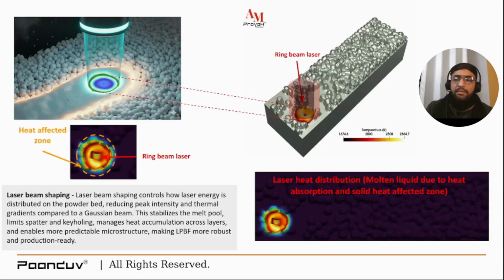So, laser beam shaping controls how energy is spatially distributed on the powder bed. Unlike a Gaussian beam, which concentrates the energy at the center, a ring beam redistributes this energy outwards, reducing peak intensity and steep thermal gradients. This results in a more stable melt pool, reducing recoil pressure and improves heat distribution between the molten zone and the heat affected zone.